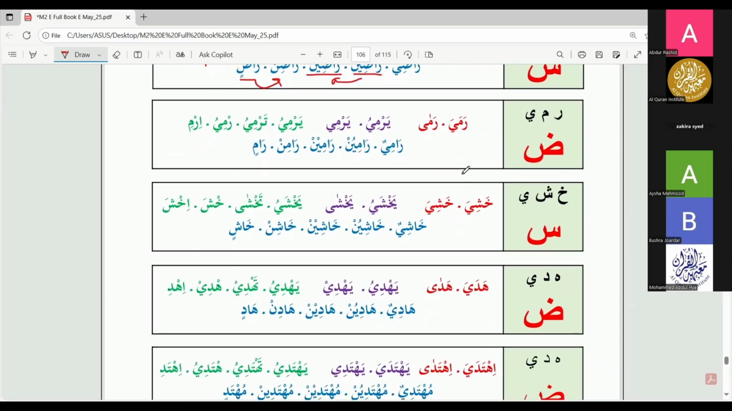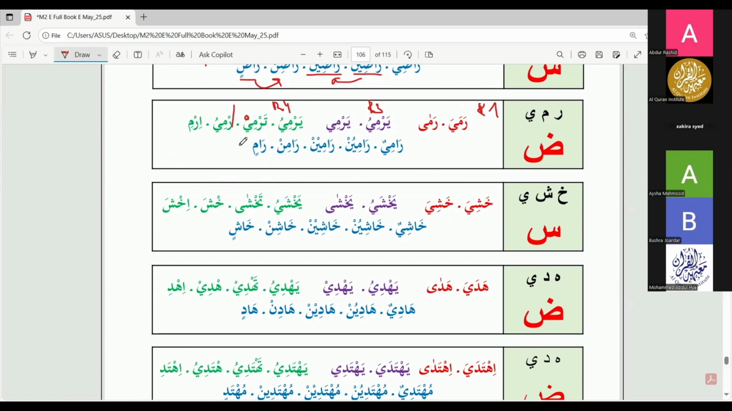Ramaya, rama, again this is the fatha rule, rule number 1. Yarmiyu, yarmi, this is the mudari verb, rule number 3 is applied here. This is rule number 4, mainly amr formation. Again, yarmiyu, tarmiyu, tarmi, this becomes a sukoon.